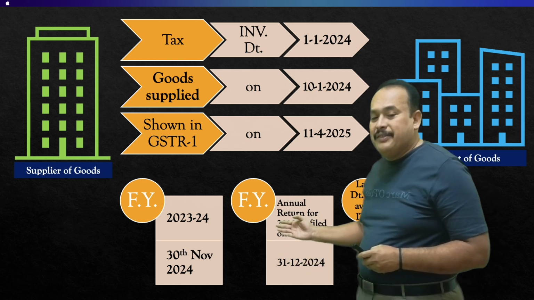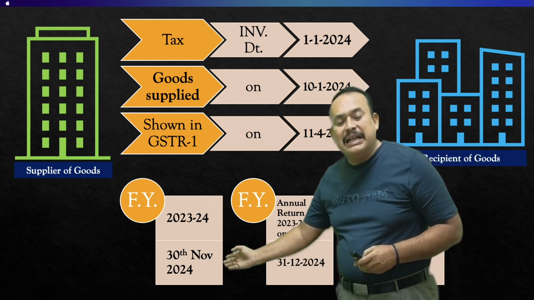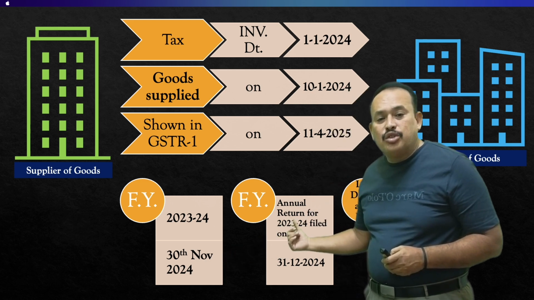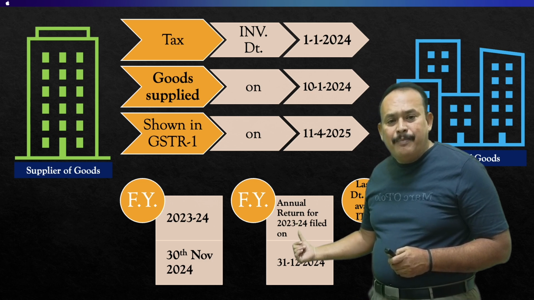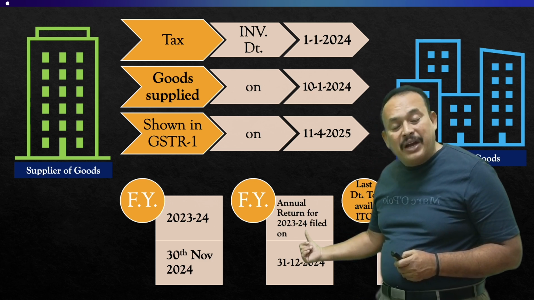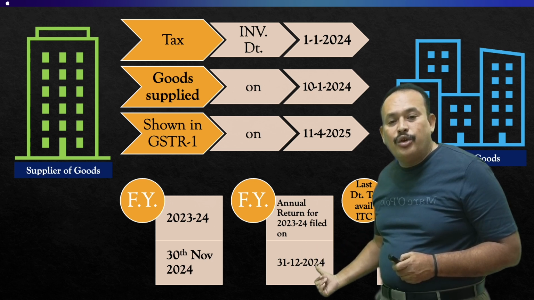Namely, in the given case, 30th November 2024 is the time limit, or the date on which the annual return for the year 23-24 is filed by him. By whom is it filed? It has been filed by the recipient. When filed? 31st December 2024.